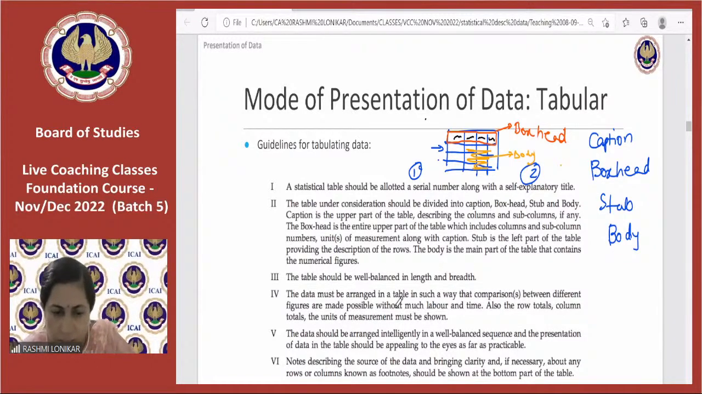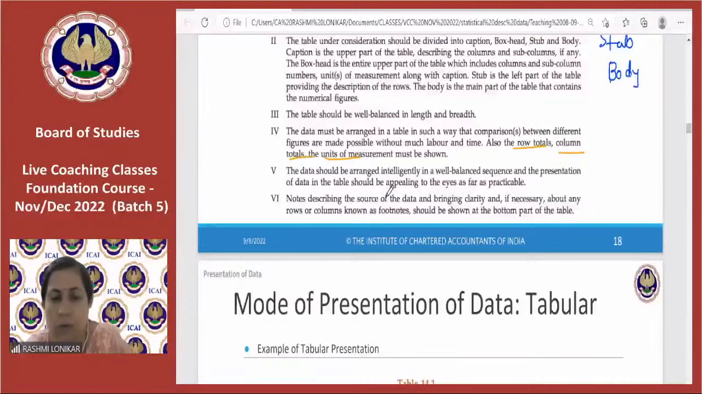The data should be arranged in a table such that comparison between different figures is possible without much labor. So row totals, column totals, units of measurement should be shown. Then data should be arranged intelligently and in a well-balanced sequence, and the presentation should be appealing to the eye. So how we have written it should give me information, or I should be able to deduce information from the given table easily.